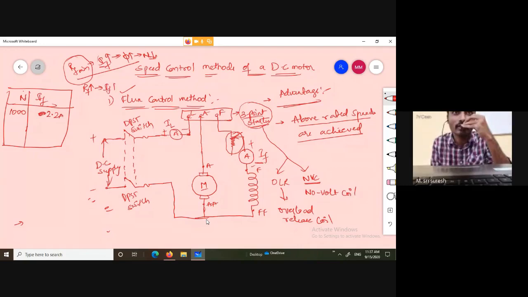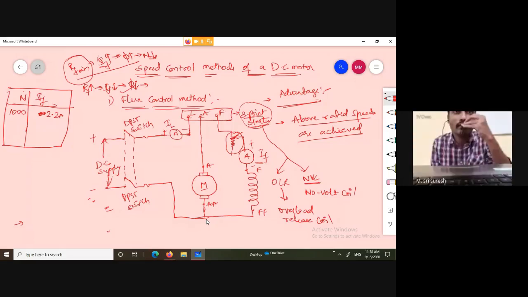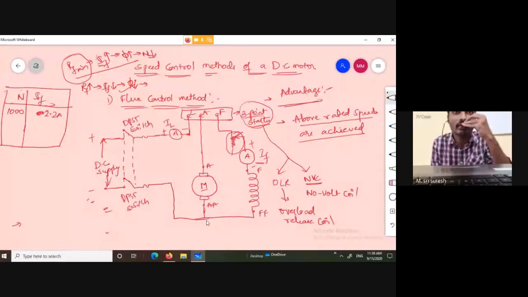What happens to the field current? Field current will reduce. If the field current reduces, what happens to the flux? Flux will reduce. Why? Because the flux always follows the current. If the current is reduced, the flux will reduce. According to the speed equation, N is inversely proportional to phi. If the flux is reduced, what happens to the speed? Speed will increase.